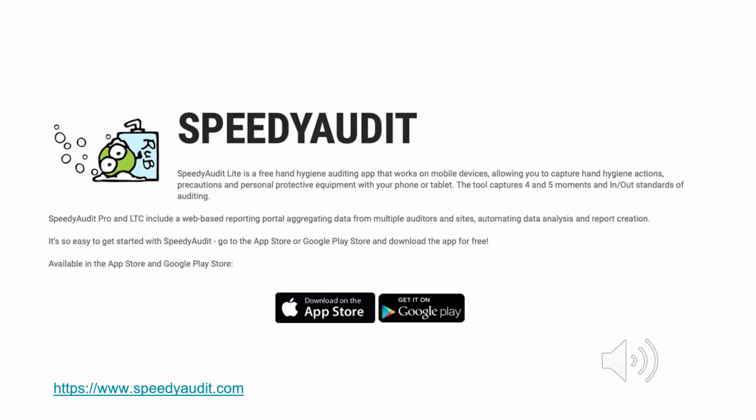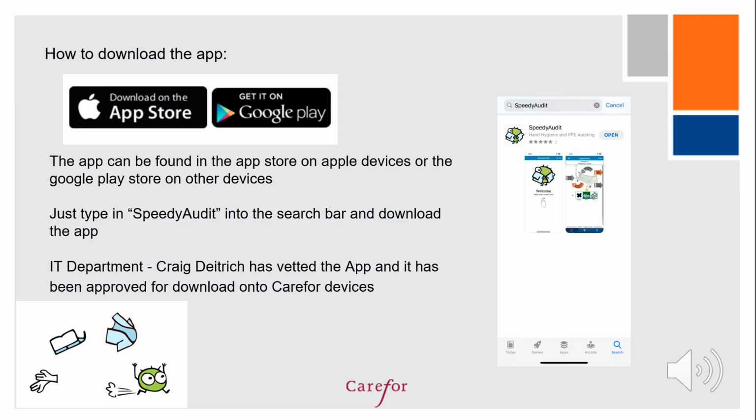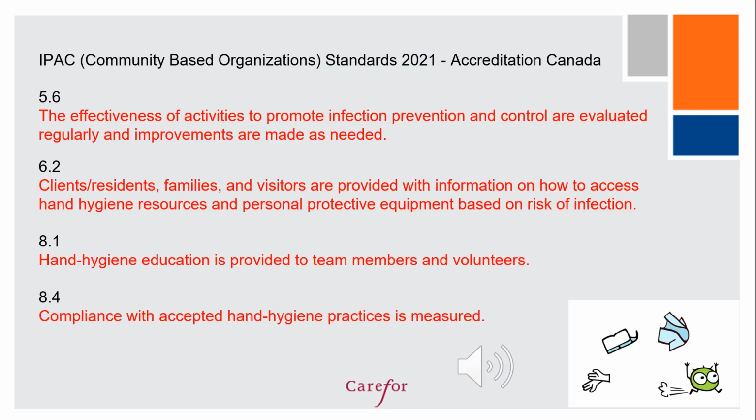SpeedyAudit is a free hand auditing app for mobile devices, phones or tablets, that Care4 is going to implement into practice. This app allows for users to capture the 4 moments of hand hygiene when auditing workers. This app is downloaded through an app store on Apple devices or the Google Play Store on other devices. The app has been approved for download to Care4 devices by the IT department, and later in our presentation we will discuss what the use of this app will look like.